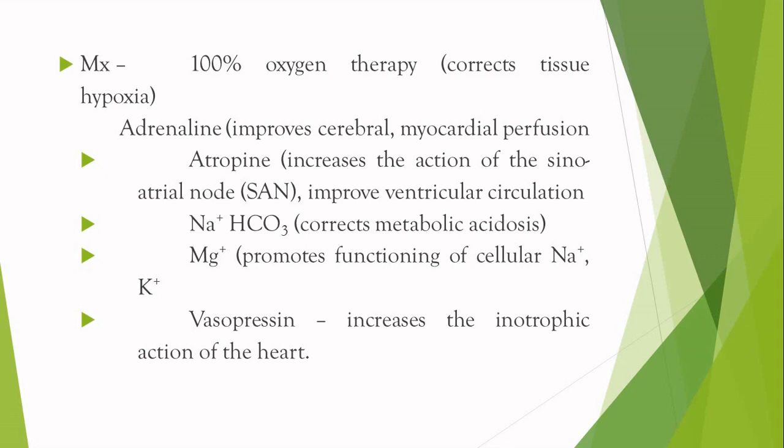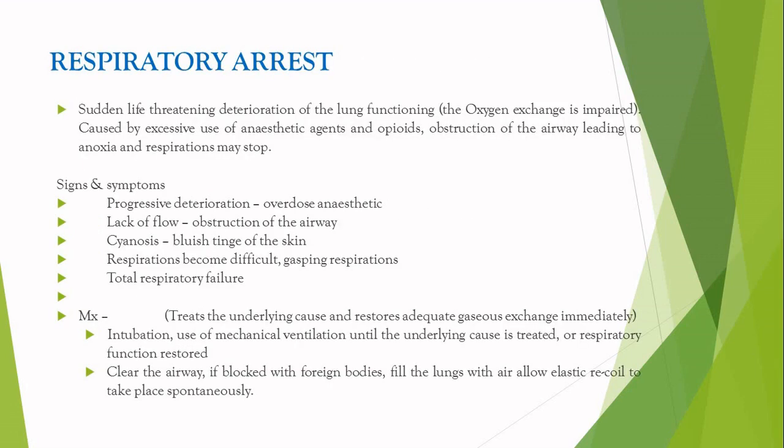You can give atropine, which increases the action of the sinoatrial node and improves ventricular circulation. You can also give sodium bicarbonate, which could correct metabolic acidosis. You give magnesium ions, which could promote functioning of the cellular sodium and potassium ions. Vasopressin could increase the inotropic action of the heart. So you can give potassium ions also.